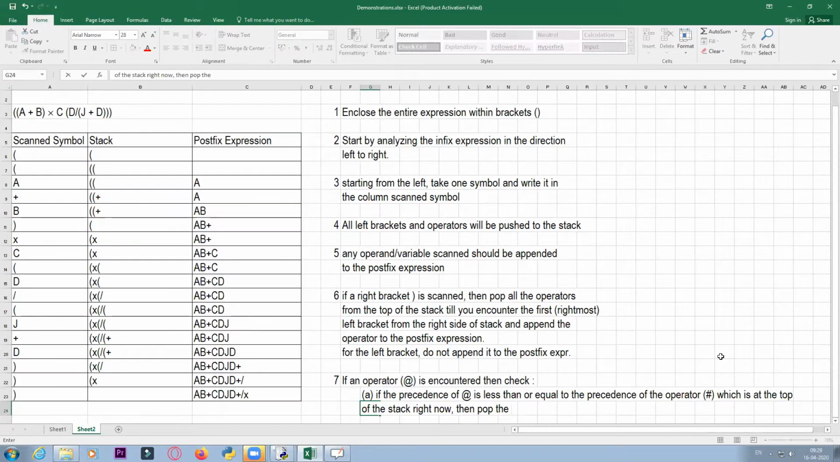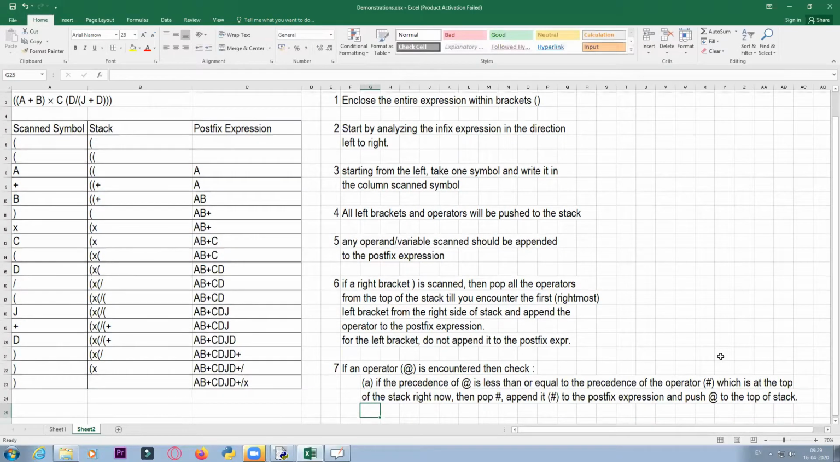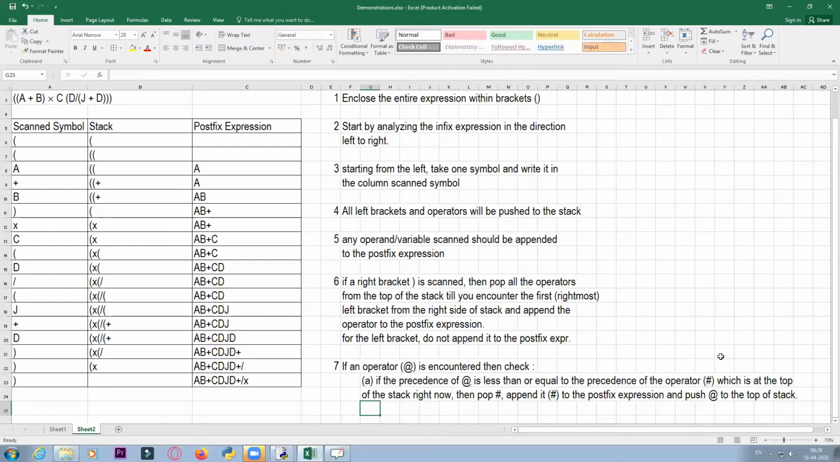pop hash, append it, that is hash, to the postfix expression, and push at the rate to the top of stack. This is one thing which we have to keep in mind.